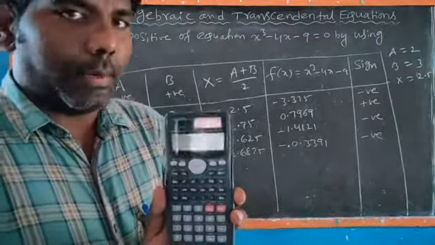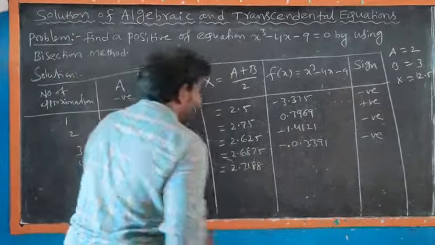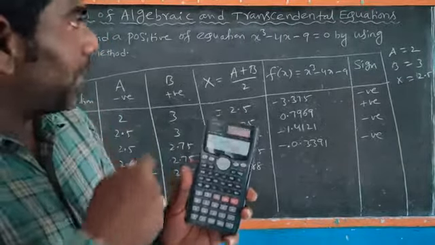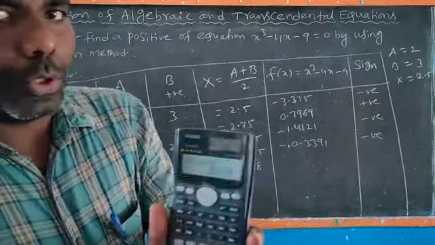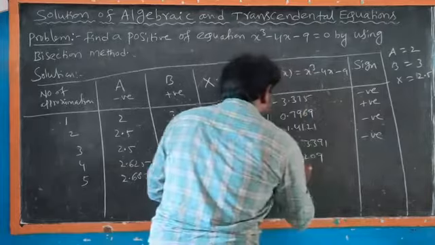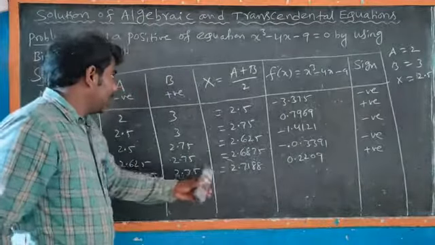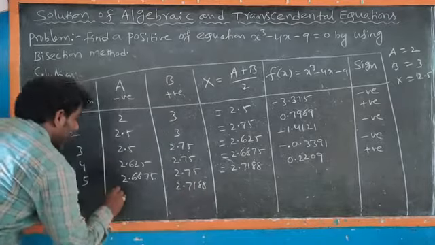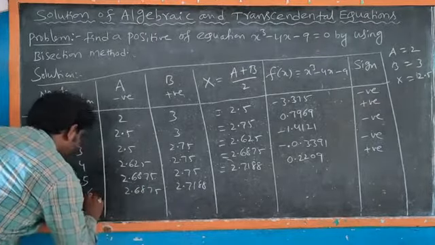So 2.7188. Okay, now substitute x in this function, then 2.7188, 0.2209. This is a positive value. So substitute x in b, positive. So 2.7188. The a value is the same, 2.6875. This is the sixth approximation.